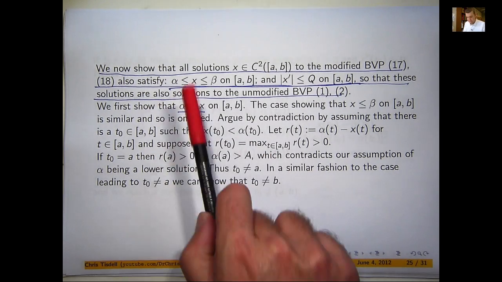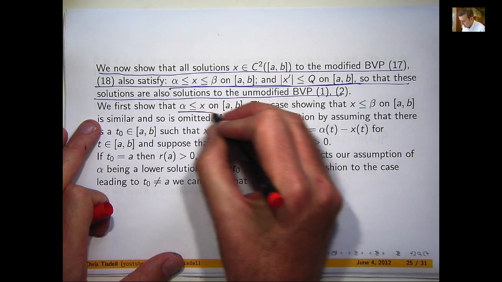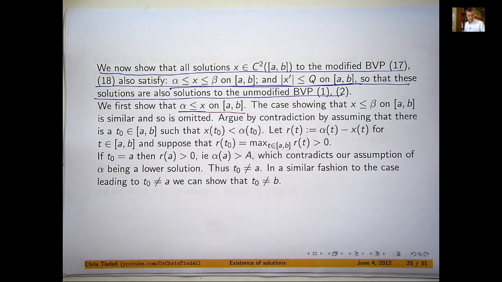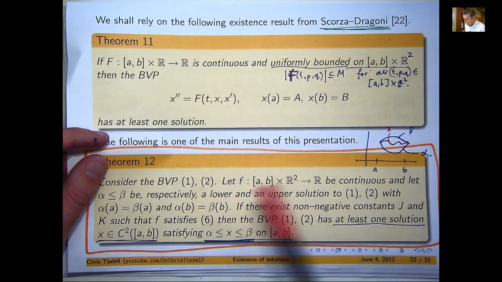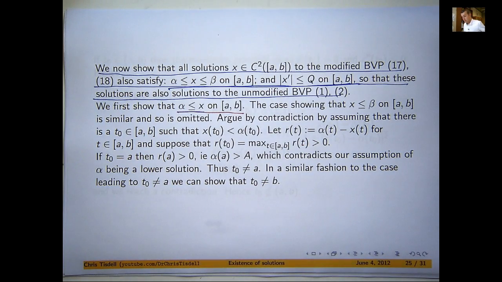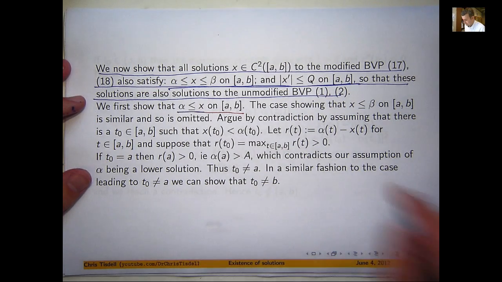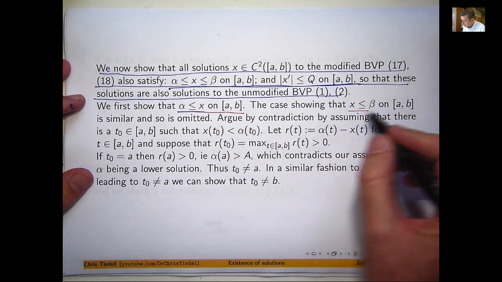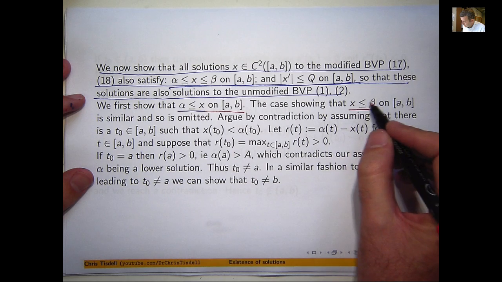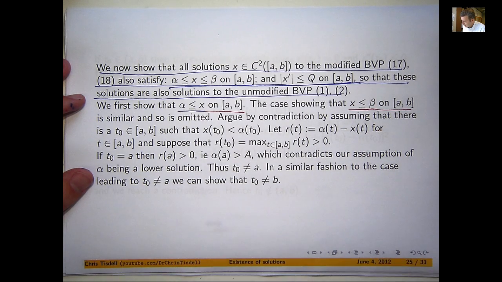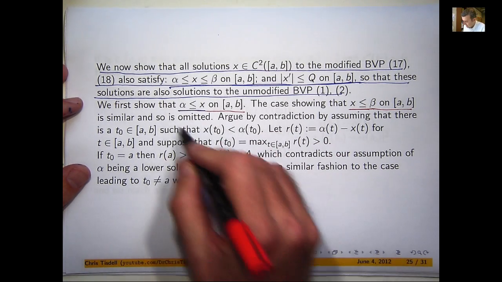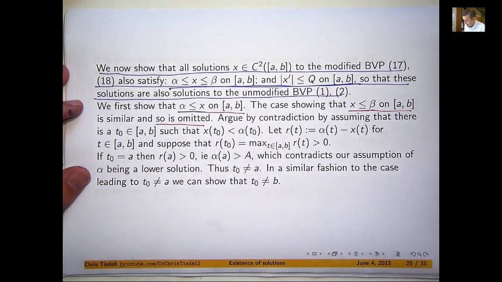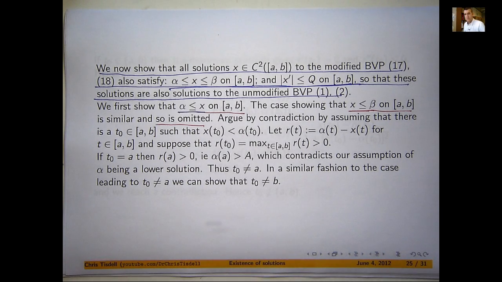Okay, so I'm going to show that firstly, x lies above this lower solution alpha. Now to do this, we use maximum principles, and we're going to use the fact that basically alpha is a lower solution. Now I'm not going to show the case x less than or equal to beta because essentially the ideas are the same, but if you want to fill in the details, please be my guest. So I'm going to omit that case.